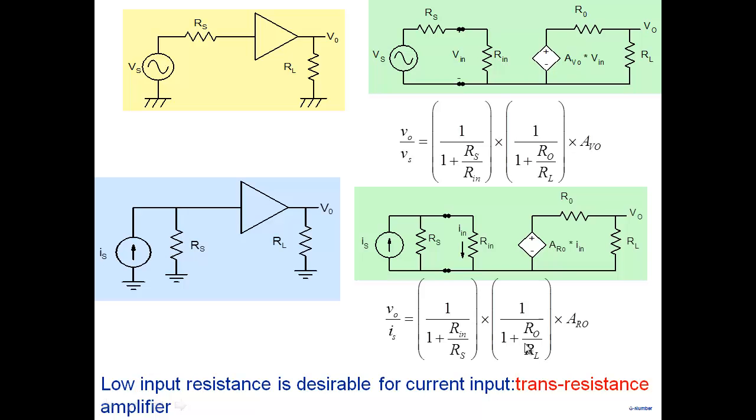Maybe what I should look for is to build a transresistance amplifier where my input is a current. If I do that, then my common base amplifier can be very useful. It will give me a small Rin, and therefore Vo by Is would be a high quantity. So I'll get a gain, but it's not voltage gain, it's the transresistance gain. I was looking for a voltage amplifier and I'm not getting a very good one. I'm getting a good transresistance amplifier.